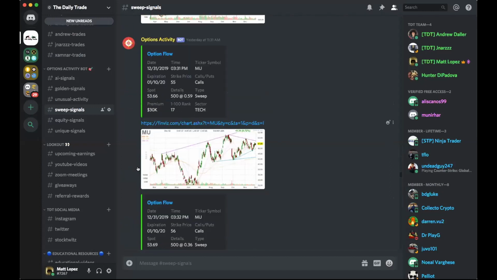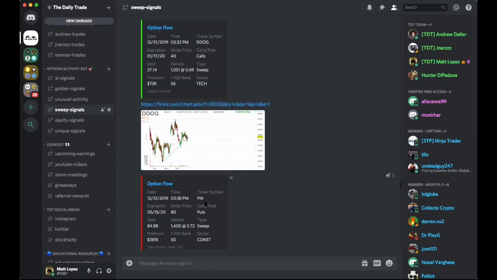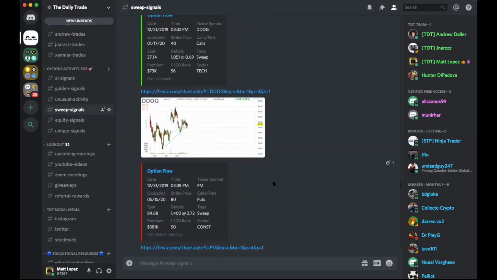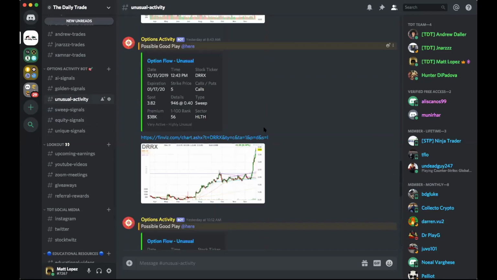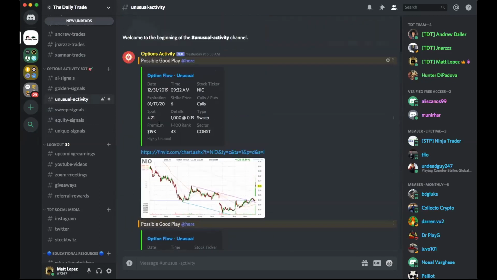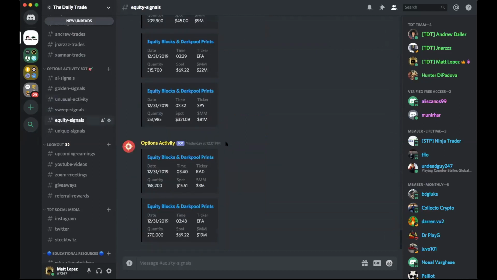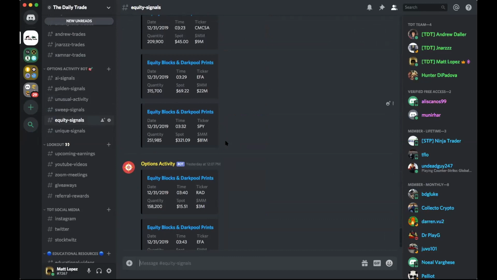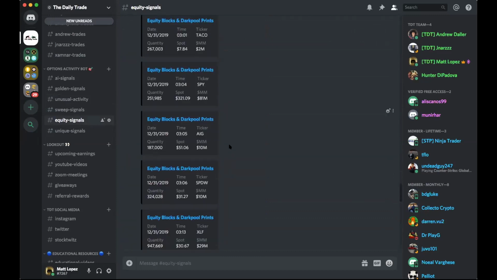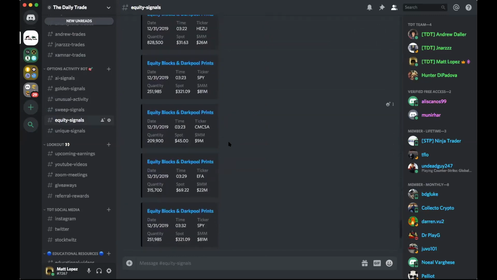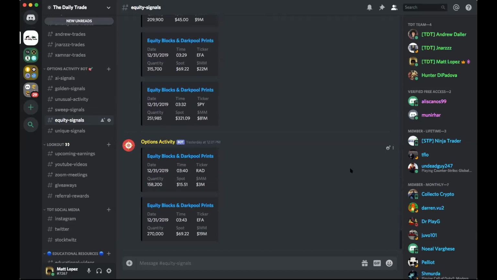And these are very useful. So we have the SPY calls, we have MU calls here, DDOG calls. There's a bunch of stuff that's happening in the market, and these are big option flows. We also have unusual activity, which is right here, and it'll show you a lot of stuff that's going on in the market. And then equity signals. So equity signals is pretty much showing you who's buying what, how many, and at what price. So like they bought SPY at $321, and they bought 250,000 of them for $81 million. And this is pretty much what we look at, and it's a great screener when it comes down to trading in the daily trade. And that's one of our resources.